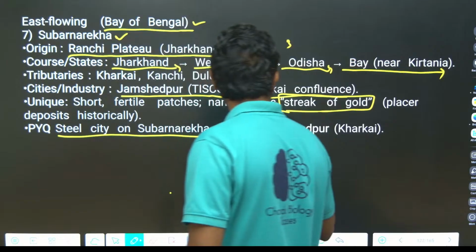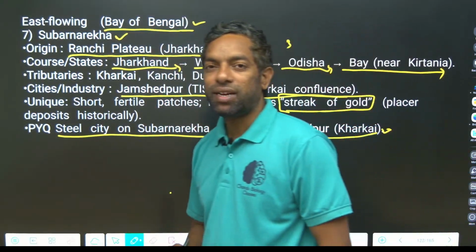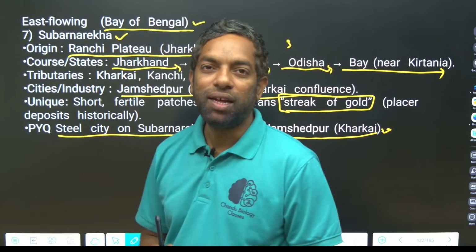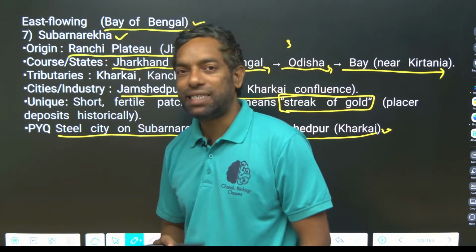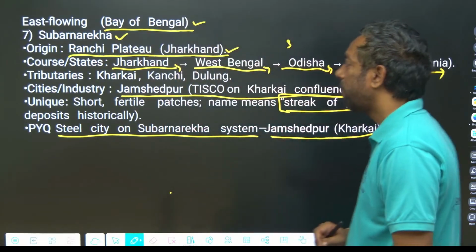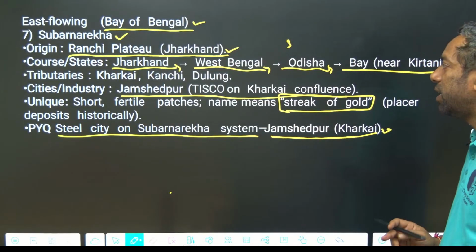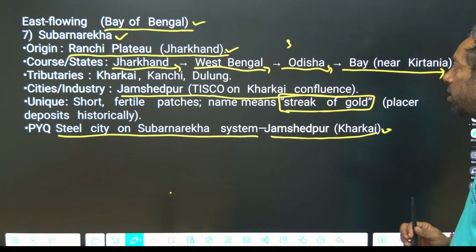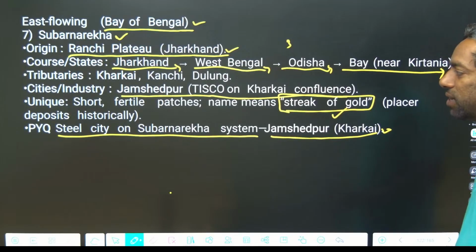Subarna Rekha system, Jamshedpur. This is important, guys. Steel factory, the water used from the river Subarna Rekha. It is about the steel river, guys. Subarna Rekha is one of the east flowing rivers that flows through three states: Jharkhand, West Bengal, Odisha. Okay, Jamshedpur, the steel company Tisco is there. They use the river, the streak of gold.